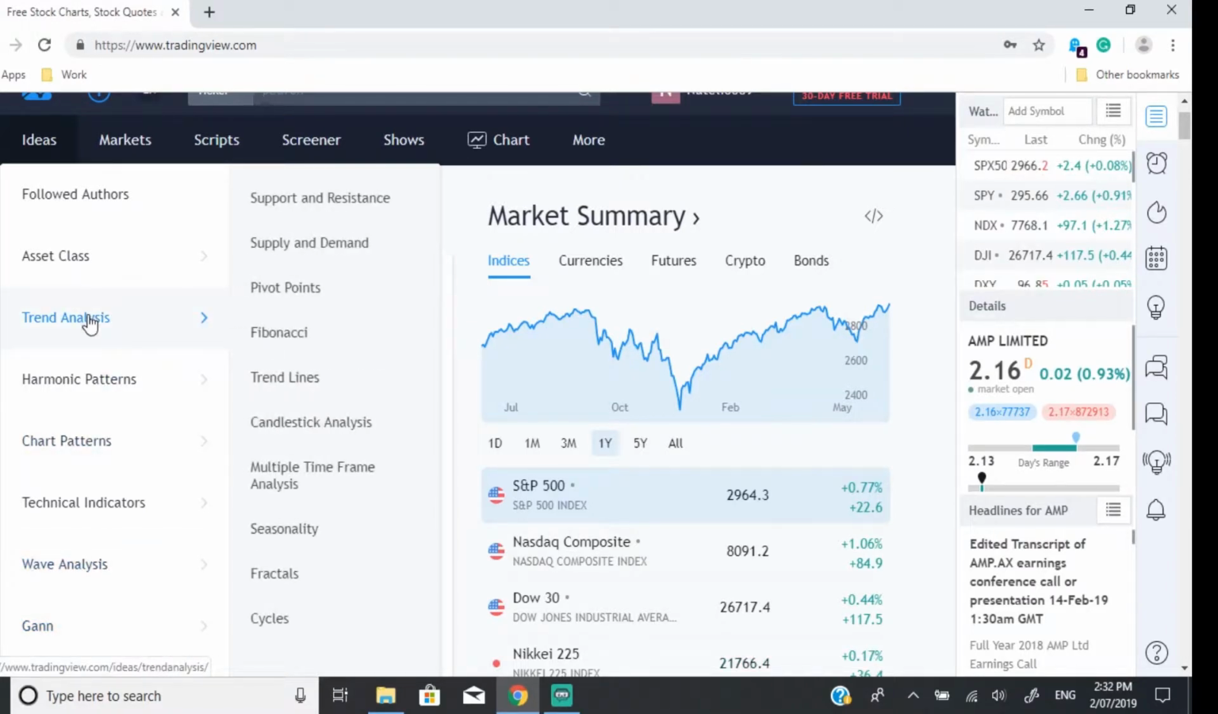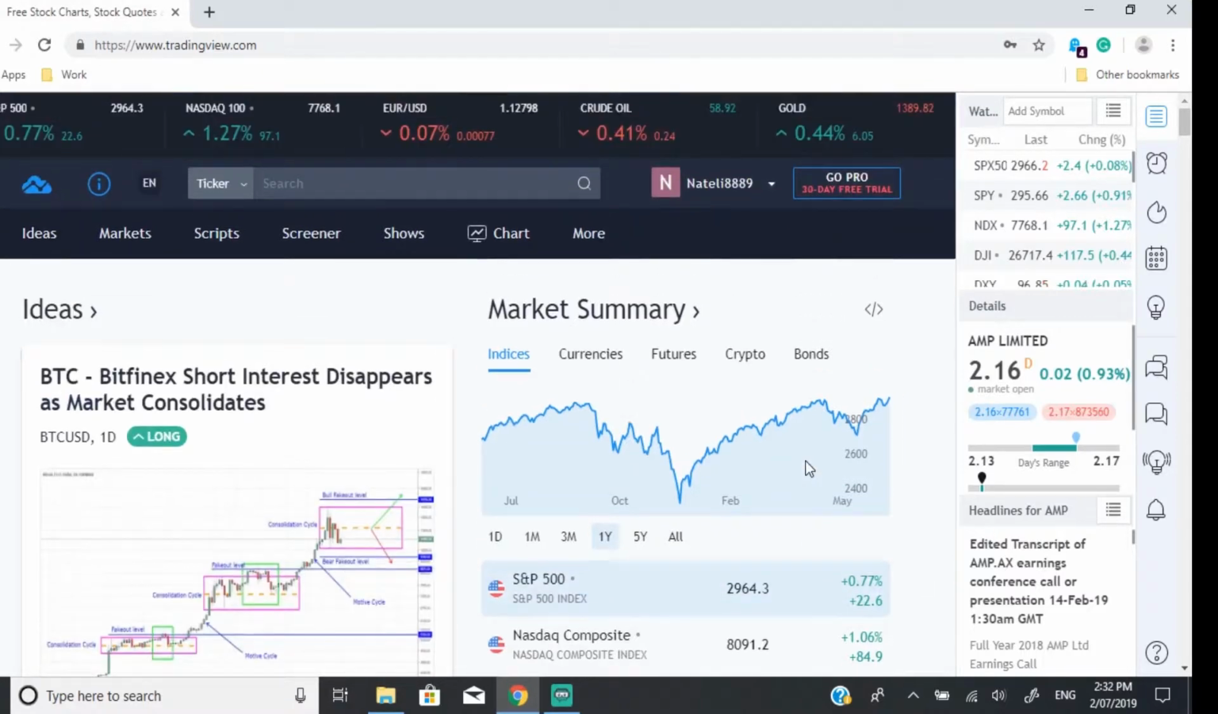Now there's a lot of information and lots of different techniques. Some swear by it, some don't use it at all. It depends on what you want to do and how you want to trade. So don't go too crazy with it. Just get the basics first.